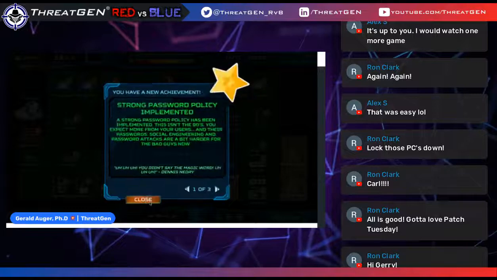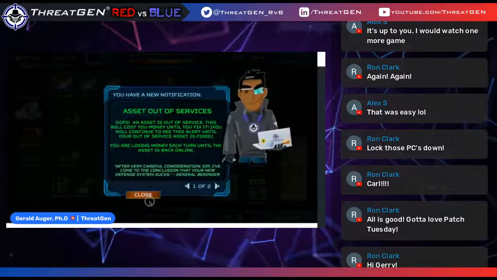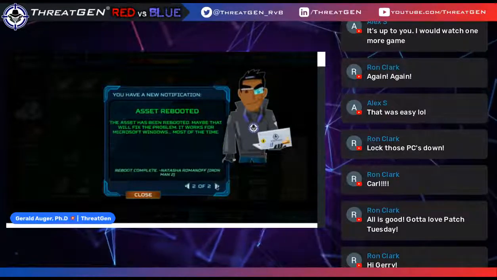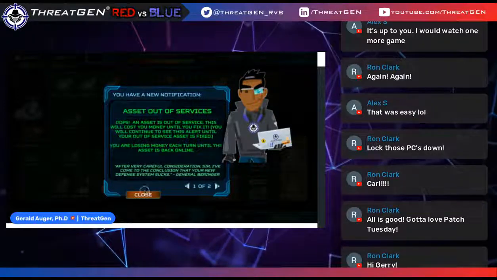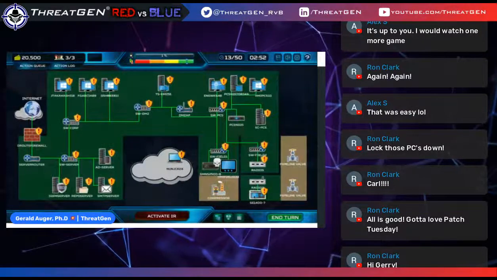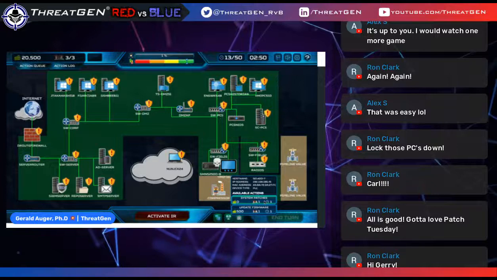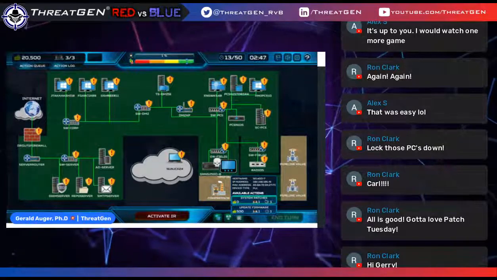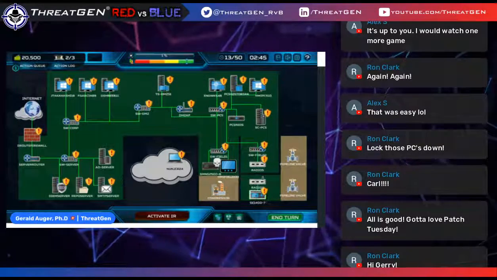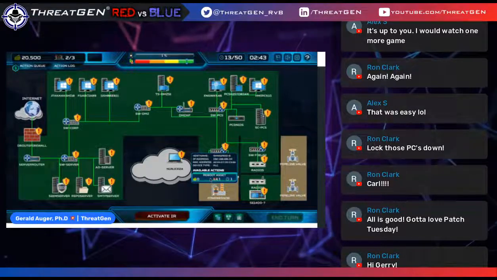Ooh, very nice. Strong. Okay, so now let's see if this actually fixed our default creds. Okay, asset rebooted, good, but we have a different asset out now. Let's patch this system first of all, okay, because that needs to happen. And let's reboot this one.